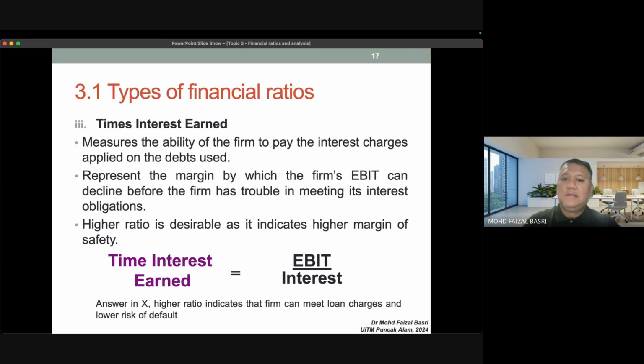So at 10 times, it shows their ability to serve that RM1 is very strong. Compared to another company, let's say the earning before interest and tax is, I don't know, 500,000, and the interest is 100,000, let's say. So their ratio is 5 times. So if it's 5 times compared with 10 times, obviously the company with 10 times times interest earned has a better margin of safety, and its ability to meet loan charges is better than the company with 5 times.